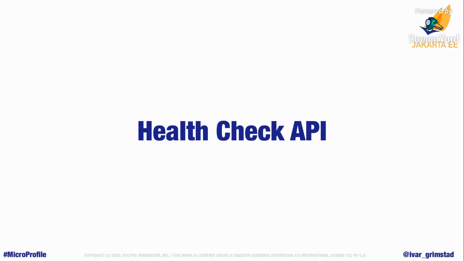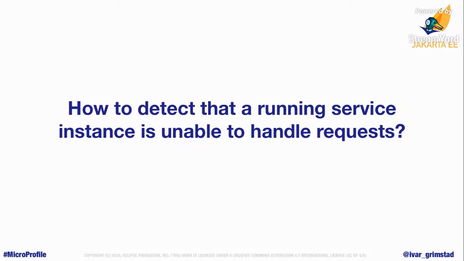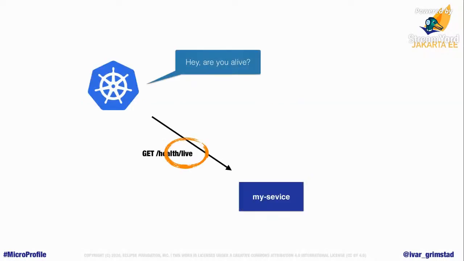So, Health Check API. The problem statement for Health Check API is how to detect whether a running service instance is unable or able to handle requests. A simple liveness probe, or a live check, is used if you're running your services in an environment such as Kubernetes, where Kubernetes checks if your service is up and running, or alive. So Kubernetes will ask your service, are you alive? And it does that by doing an HTTP request to the health check liveness probe, which is the /health/live endpoint.